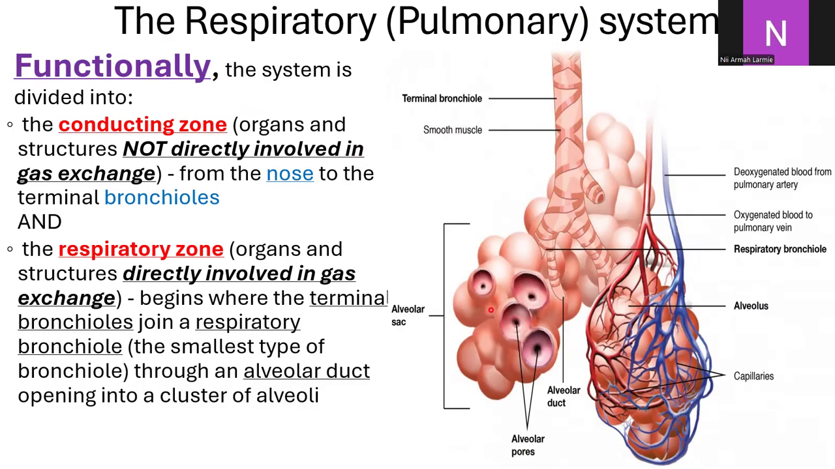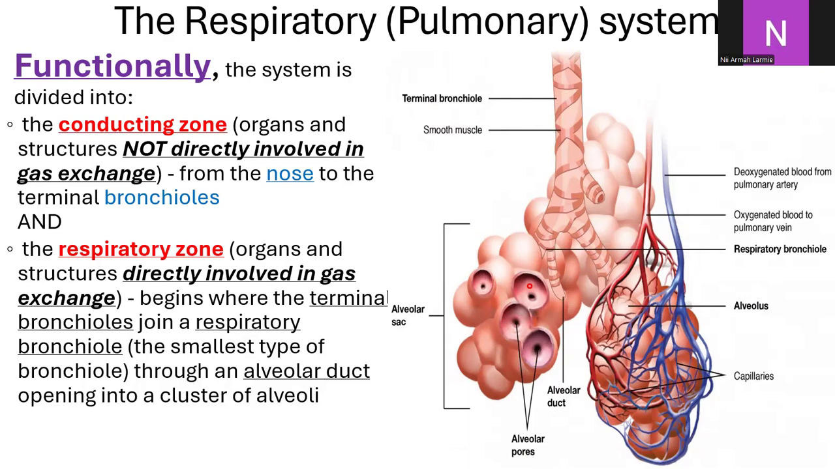Then the terminal point, which is basically the alveoli and the alveoli duct. This is where the beginning of the ending of your bronchiole, the beginning of your alveoli, and the alveoli itself forms the respiratory zone. This is where gaseous exchange occurs. Gases are exchanged. Oxygen is exchanged for carbon dioxide. So that is the respiratory zone.